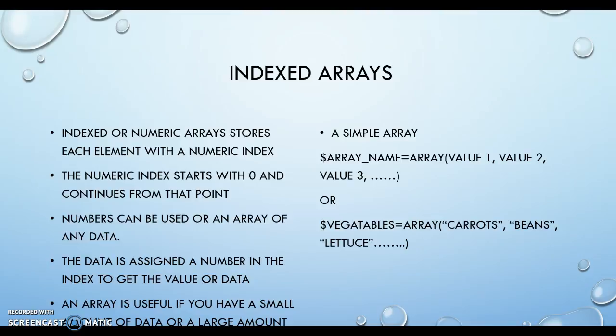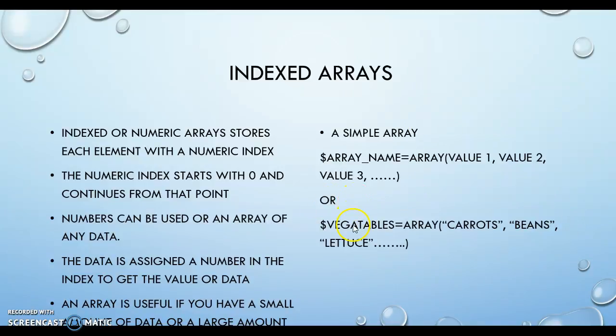So indexed arrays store each element with a numeric index. This allows data to be stored under a single name, but the values can be accessed by referring to an index number. The numeric index starts with a value of 0 and continues from that point. The example is a simple array listing the various values. An index can be assigned automatically or manually. Using an array allows for a small amount of data or a large amount of data.